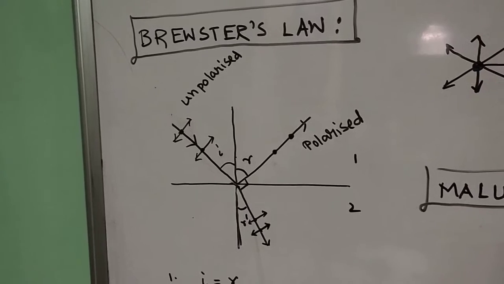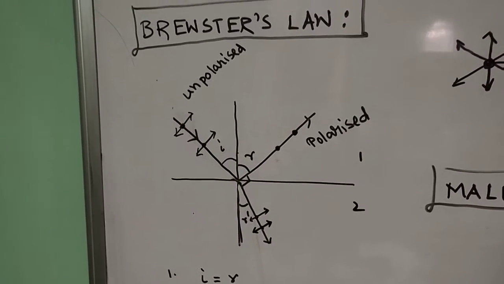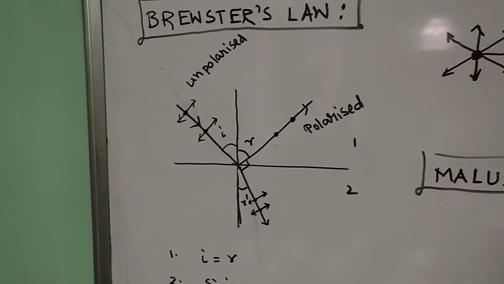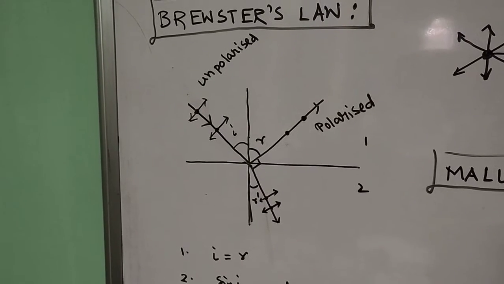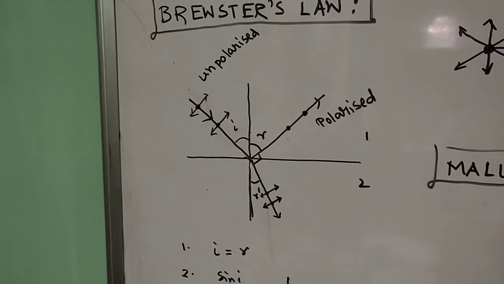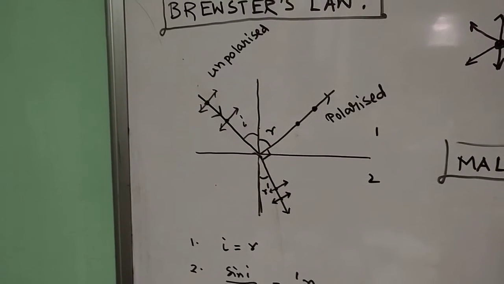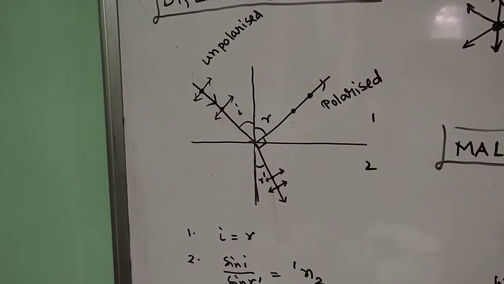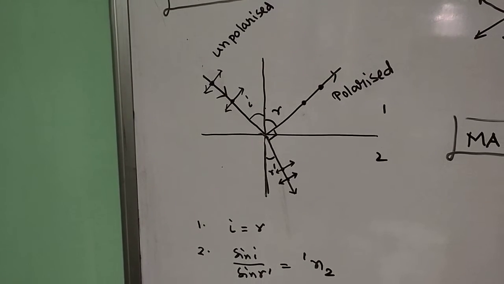Let me repeat once again. If you want to make an unpolarized light polarized, you have to strike the unpolarized light at a specific angle at the interface with the normal such that the reflected ray and refracted ray are mutually perpendicular. If this happens, then the reflected ray is polarized.